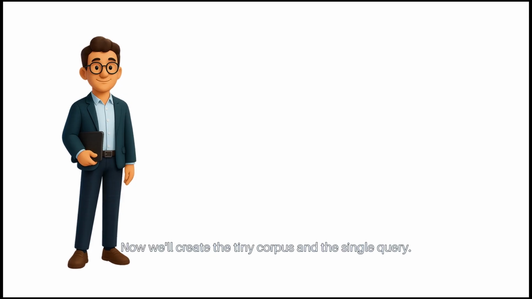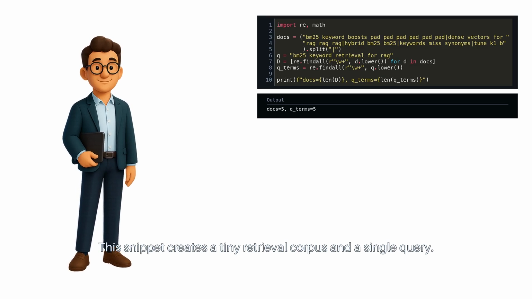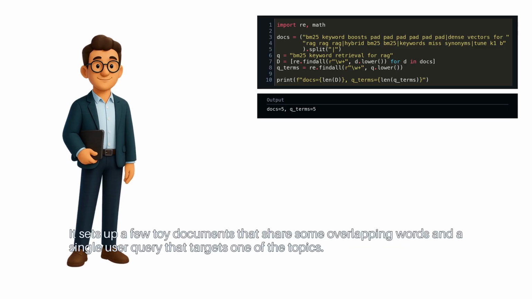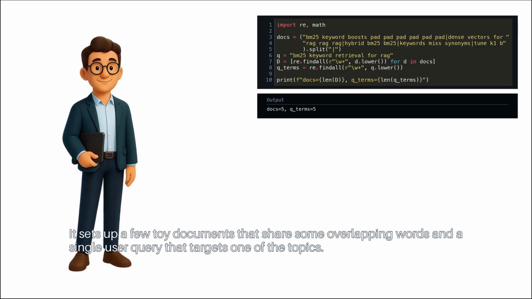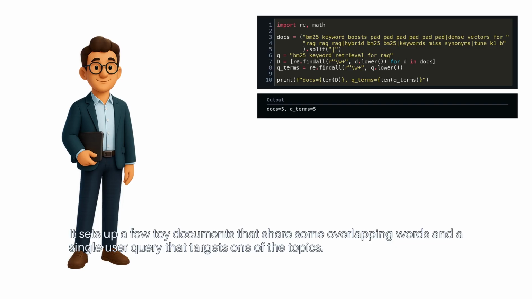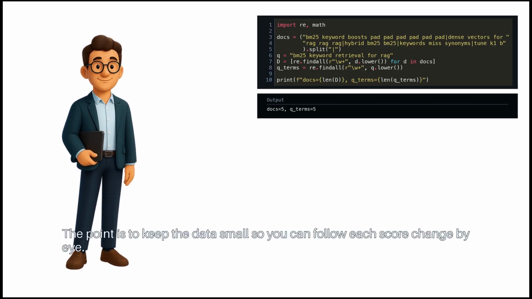Now we'll create the tiny corpus and the single query. This snippet creates a tiny retrieval corpus and a single query. It sets up a few toy documents that share some overlapping words and a single user query that targets one of the topics. The point is to keep the data small, so you can follow each score change by eye.